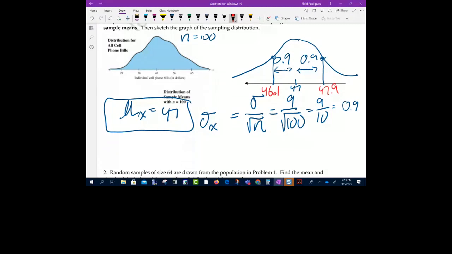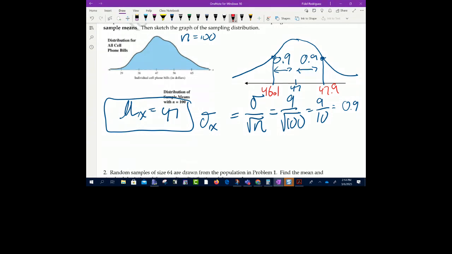So look, y'all, let's look at the picture that we drew. Most of the cell phone bills have an average, or this sample has an average, of $47. The first big group of them are going to be between $47 and $47.90. And this group over here is going to be between $46.10 and 47, right? Whereas when we were looking before, remember our standard deviation was 9? So in the whole population, that first group was between $47 and $56, and this group was between $38 and $47. Do you see how that's a bigger spread compared to our sample, where it's between $46.10 and 47, or between $47 and $47.90?